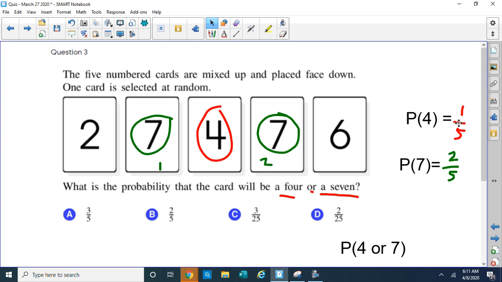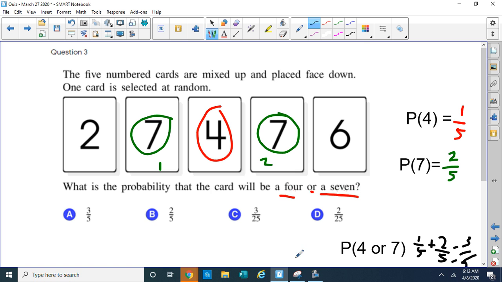Well, the probability of getting a 4 was 1 out of 5. And if we got a 7, the probability of getting that was 2 out of 5. So our probability looks pretty good. There are 3 cards out of 5 that we could get. So I'm going to see, do I have that? Oh, there it is right there. Choice A. So if you chose choice A, you got it. So 3 cards out of the 5 cards, you would win.